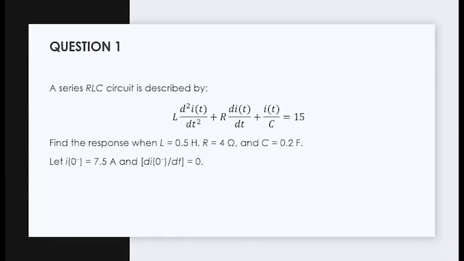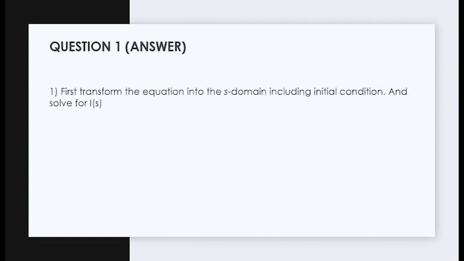For question 1, you need to find the response, in this case the i of t, for the given series RLC circuit. You are also given the values of L, R, and C as well as the initial condition. Firstly, since everything is in the time domain, we have to transform the equation into the S domain. So here we will use the Laplace time differentiation properties.